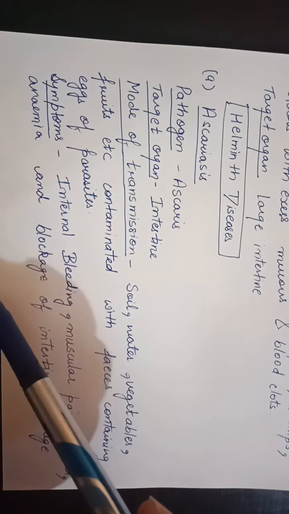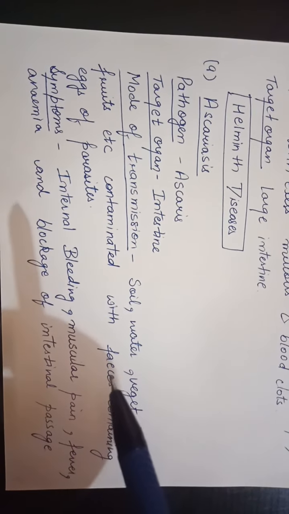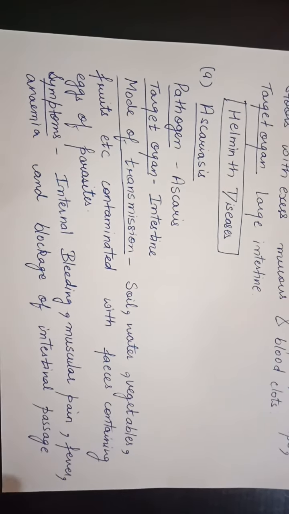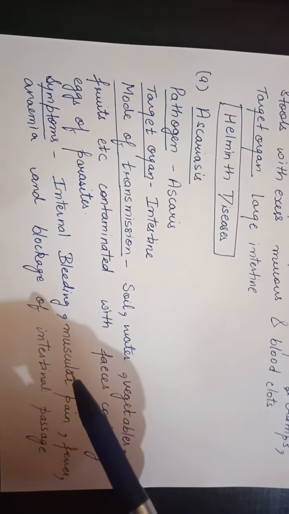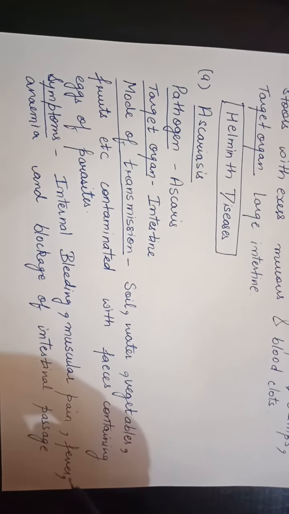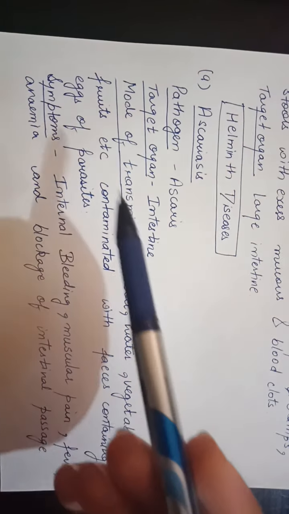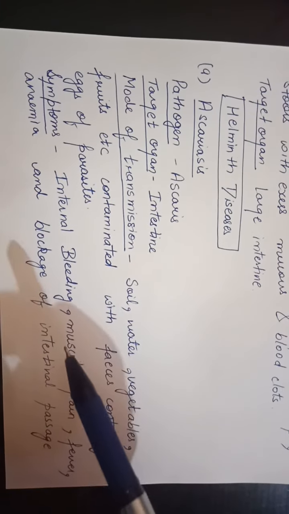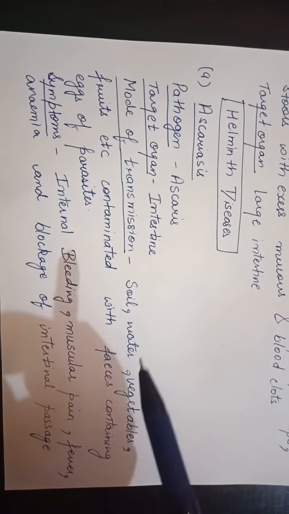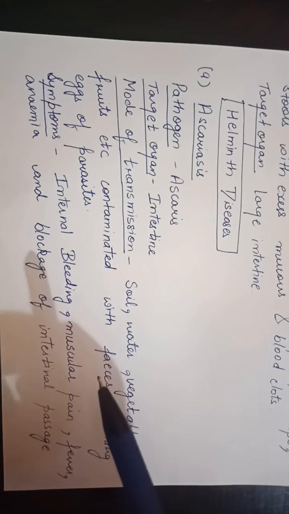And then they compete for the food, they take whatever food we are taking, and because of that weakness comes in our body. They also cut and suck the body part, and because of that internal bleeding occurs and muscular pain will be there. Because of weakness, fever and anemic condition will be there, and blockage of the intestinal passage because of the continuous multiplication of these worms in our body. So it is the eggs that enter our body, and later on they develop into worms. Not the worms directly, they enter the intestinal part as eggs.